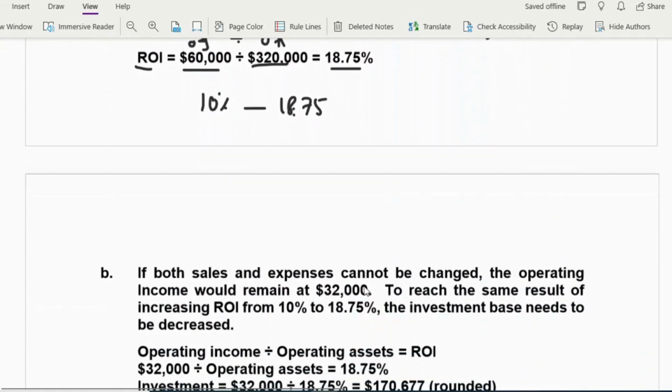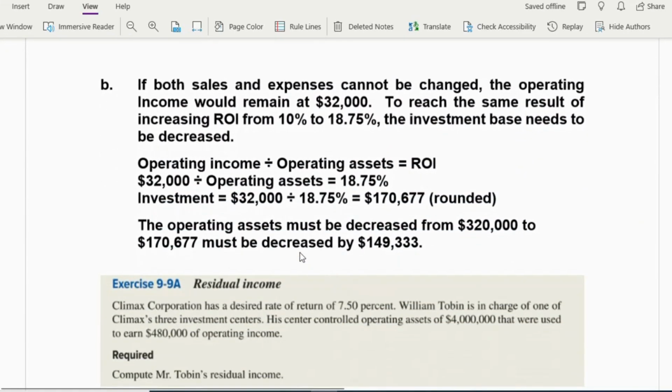Okay, so if I want to do that, let's first find out through the equation form. So I'm taking you towards that calculation. Formula is operating income divided by operating assets is equal to ROI. We want ROI of 18.75%. Operating income we already calculated, that is 32,000, divided by operating assets. Now we need to find out what change in operating assets. So I need to simplify this equation.